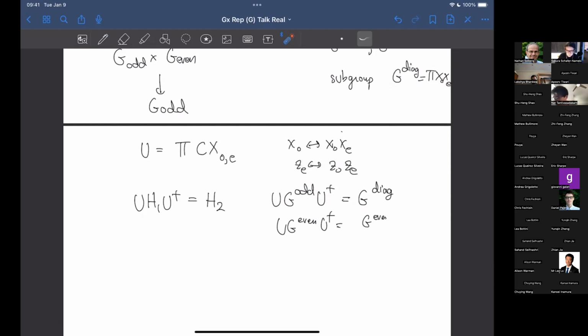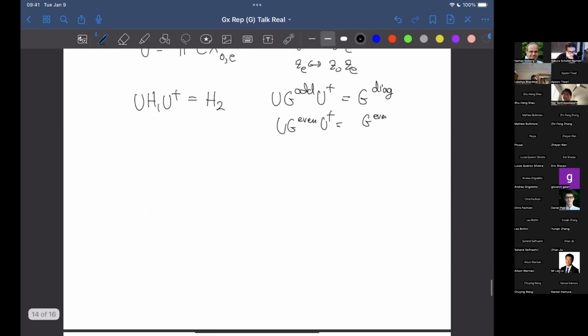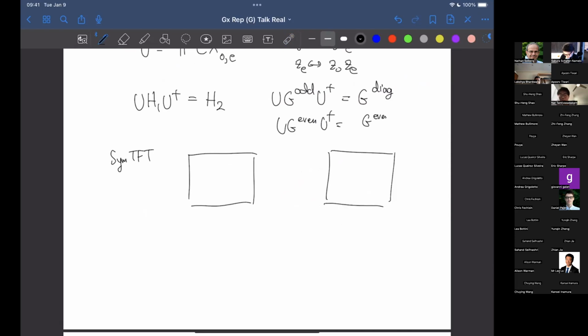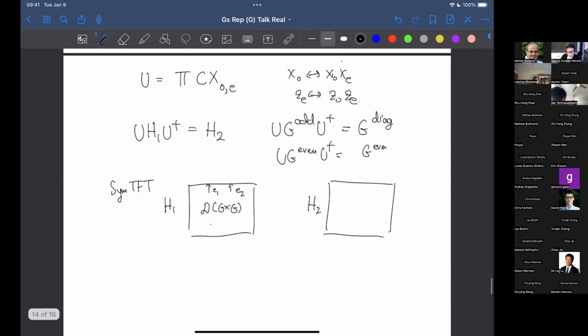Let me just try to quickly wrap up. I have one comment about the relation from this picture to the SymTFT. H1 and H2 that I mentioned just now, you can think of as having a quantum double of G times G. And for the reference boundary, what you want to condense is all the charges. Let me denote them E. And for the symmetric state, we've broken G even.